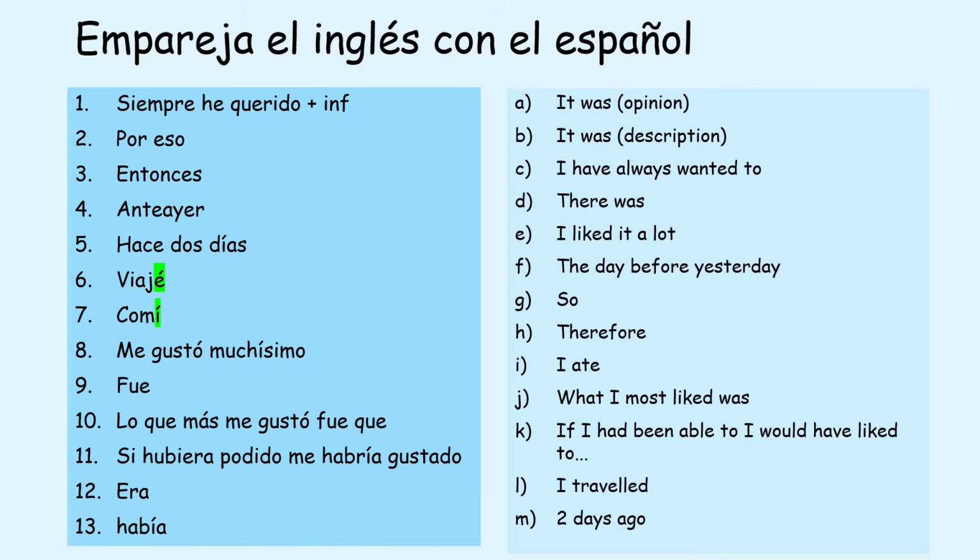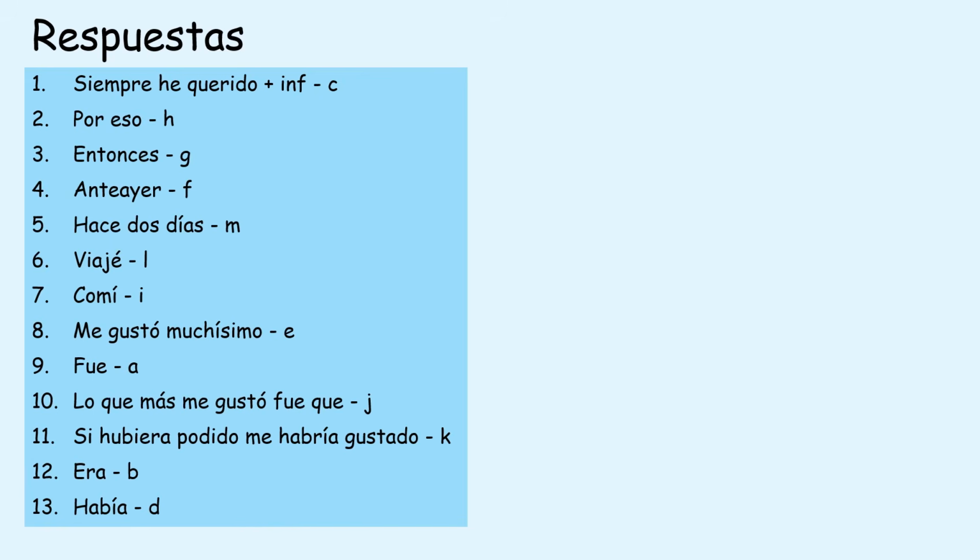Bien. Okay, so I've written, in case you've written down the answers with the letters, it's there, but we're also going to see them here. So siempre he querido plus the infinitive, and that is important. If you're going to use fancy structures, use them properly. Siempre he querido must be followed by the infinitive, means I have always wanted to. Dos, por eso, therefore.